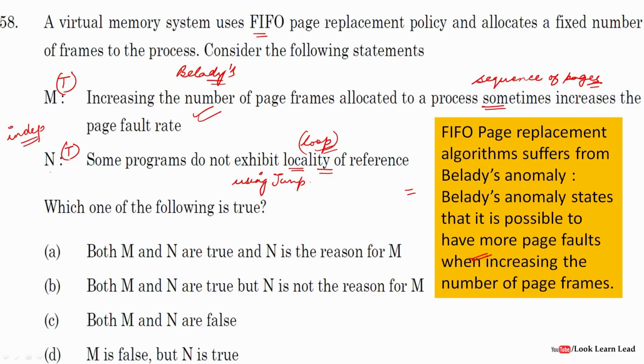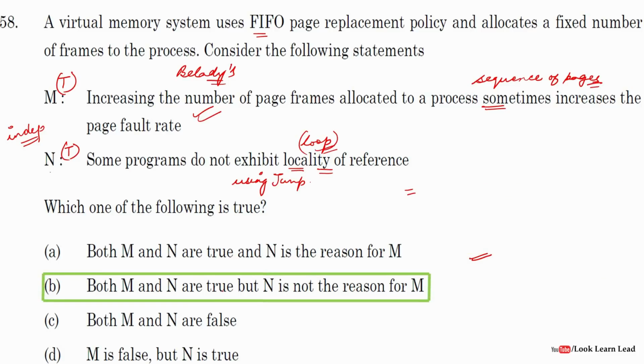They are independent statements because Belady's anomaly is caused due to the sequence of pages. It occurs for some sequences, but not all sequences. So the answer should be: both are true, but n is not the reason for m. They are not the reason for each other, they are independent statements. So 58 B is the answer.